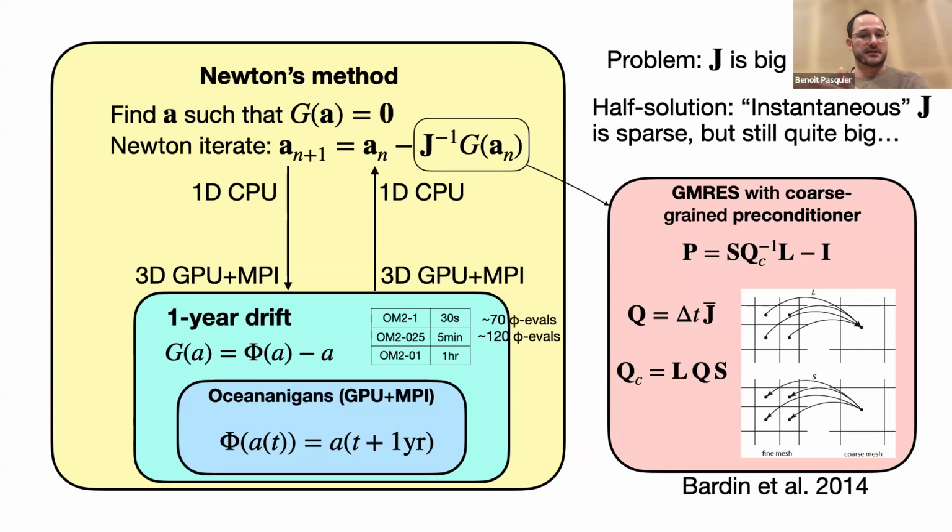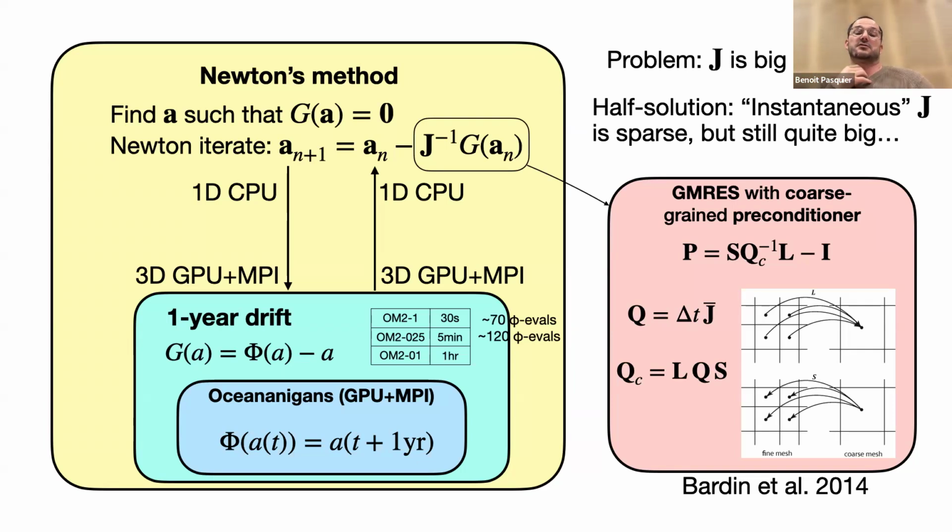So instead, we use an iterative solver, the Krylov method that I mentioned earlier. Specifically, we use the GMRES algorithm, and that allows us to not build this J, but we do need to give it an approximation of the inverse.